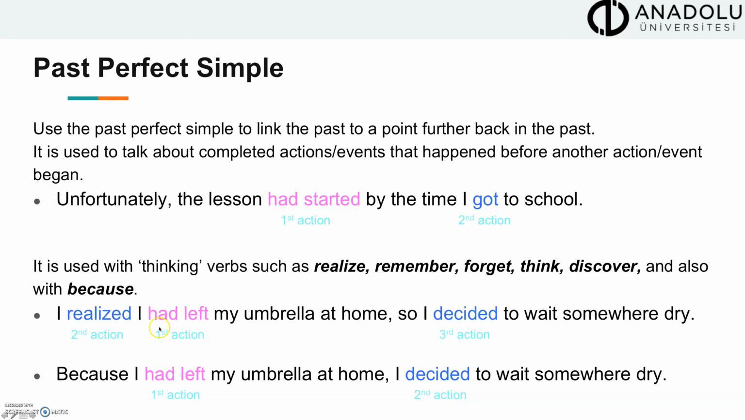I've provided you with two sample sentences. Look at this one. I realized I had left my umbrella at home, so I decided to wait somewhere dry. So first action is with the past perfect. This is the rule. If there is past simple and past perfect, past perfect is always the first action. So I had left, then I realized, then I decided to wait. And look at this one. First action, I had left. Because I had left my umbrella, I decided to wait. Second action.